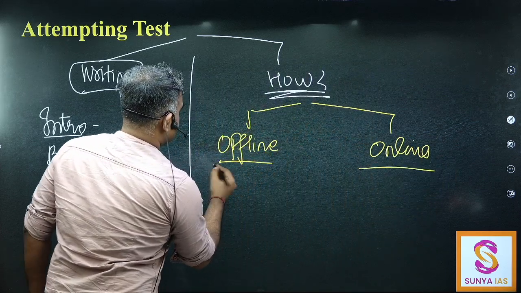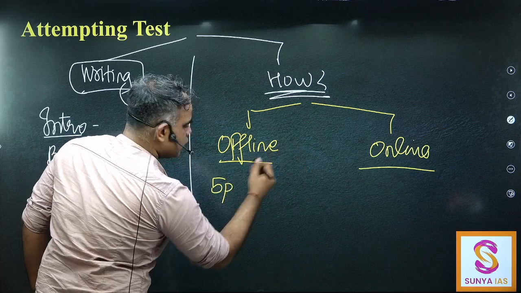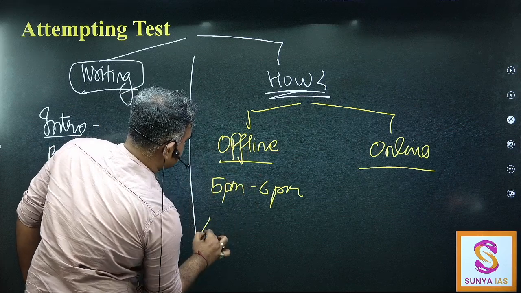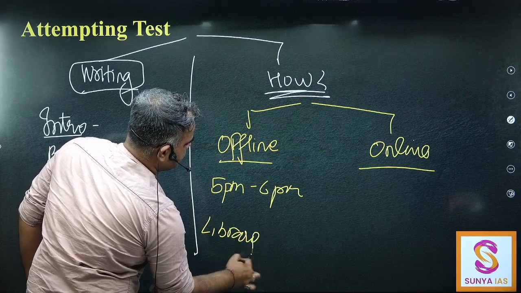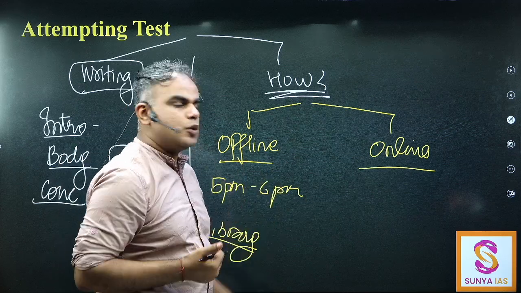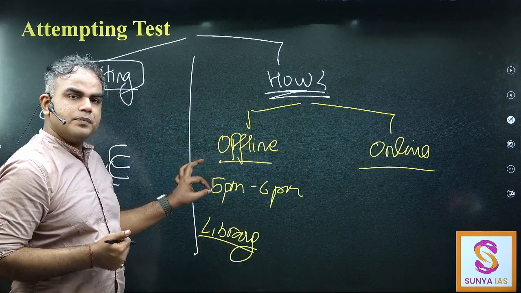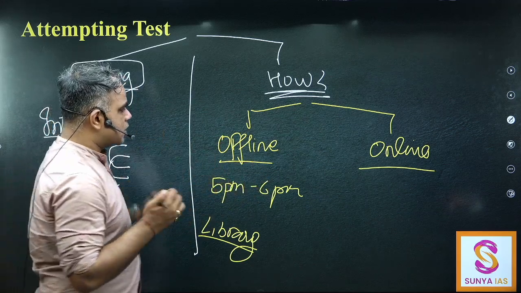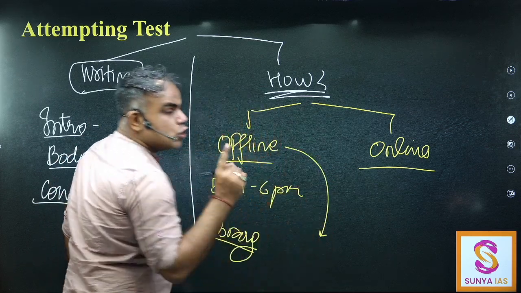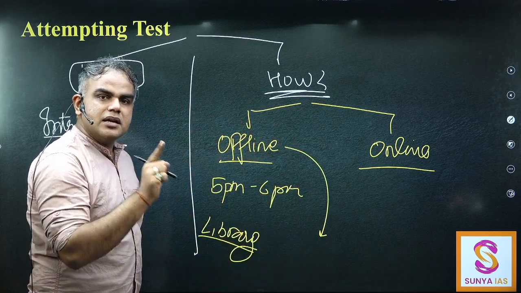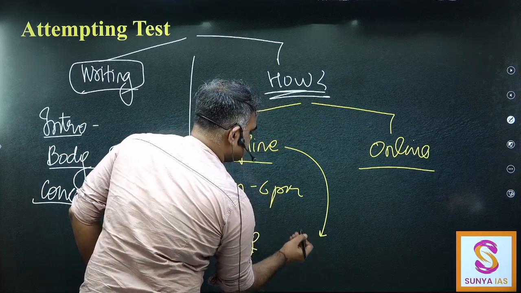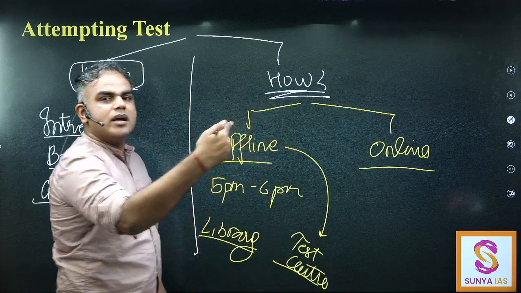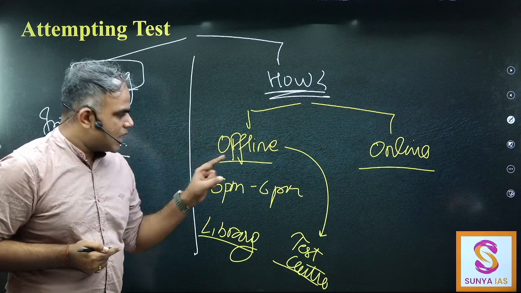For offline, remember, the test timing for both of you is 5 p.m. to 6 p.m. We have some students who have joined the library, so you directly get your printout at the library. You start at 5, and sharp at 6, we'll take the papers from you. Those of you who have not joined the library can visit our office slightly earlier and ask for the test center. The test center is very close by, and there you can attempt the test in offline mode.